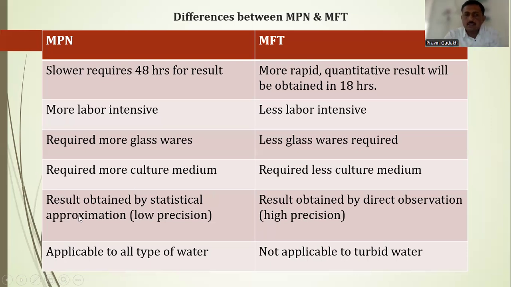In MPN, the result is obtained by statistical approximation, and we use the MPN table for that purpose. In MFT, the result is obtained by direct observation, so it is a high precision type of test. MFT is applicable to all types of water, but it is not applicable to turbid water, as the membrane filter pore size is very small and the pores get clogged, so problems may occur. The next part we'll discuss in the next unit.